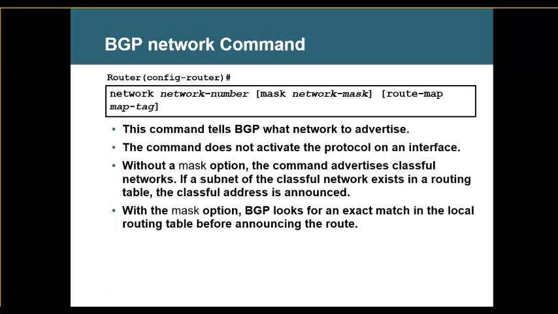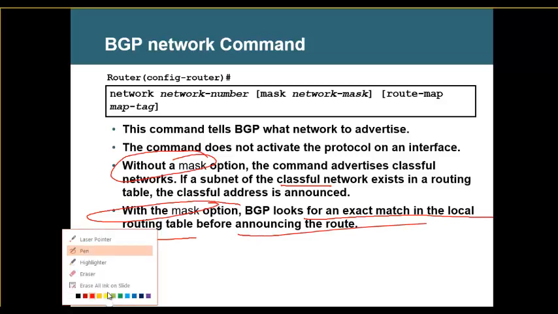I have subnetted to /32. Only if it is classful, I need no mask. Otherwise you must use the mask option to look for an exact match against the local routing table, and if it matches, it will announce the route. Is this clear for you? Yes, sir.